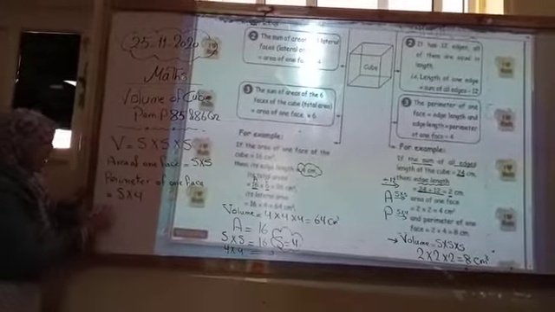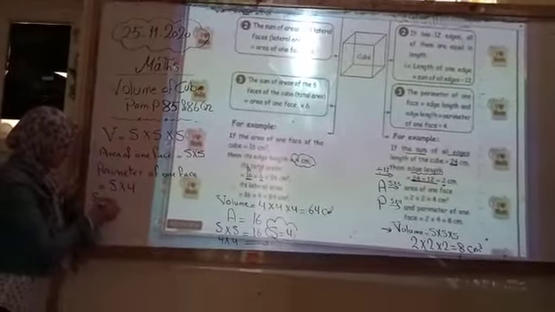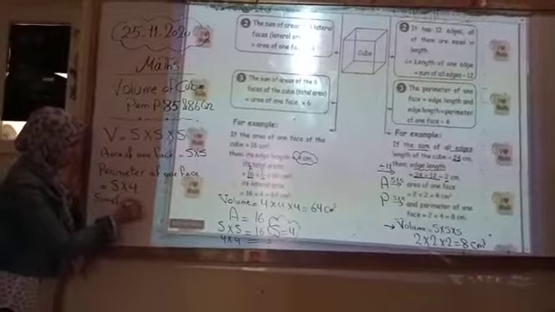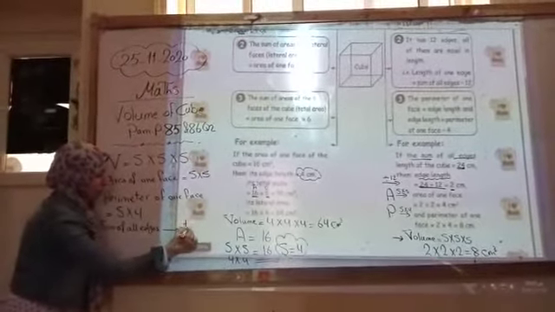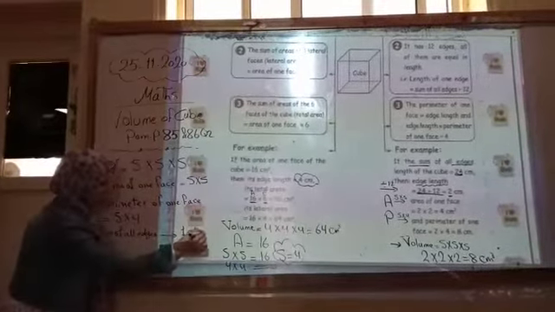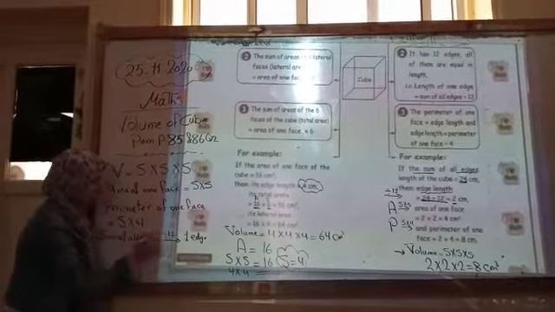Okay, if I have the sum of all edges and I want only one edge, we make divided by 12.